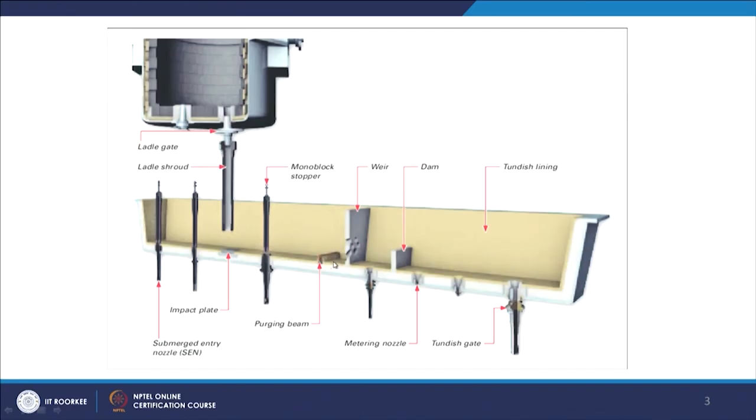Then you may have the use of a turbo stop also, which is normally used in the case of a Tundish. These turbo stops are placed just at the point where the liquid metal stream hits the Tundish bottom. Then you have the submerged entry nozzle, which goes into the mold. So, these are the different components in a typical Tundish.